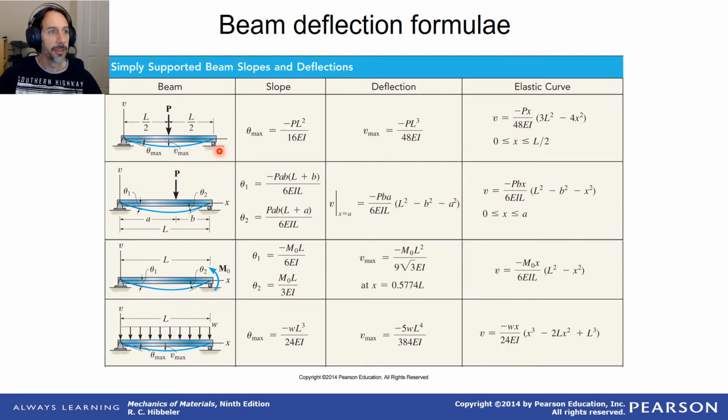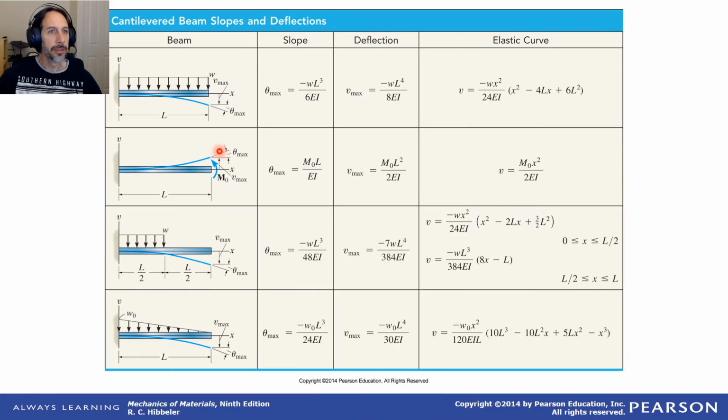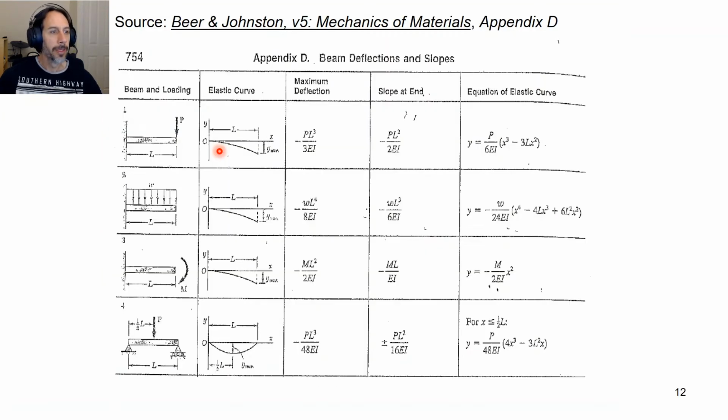We'll come back to these, so I'm just going to skip through these for now. These are from the Hibbeler textbook, and if you're using the Beer and Johnston textbook, this is the table with the same standard beams and loadings, and the equations for the elastic curve and the deflection and slope at various points in the beam.